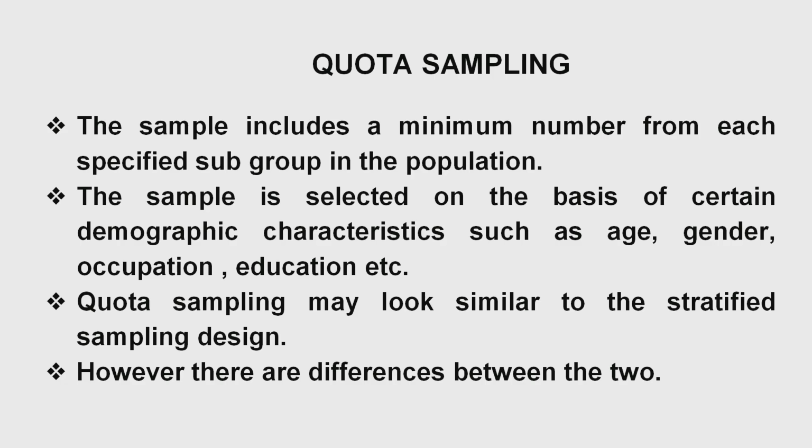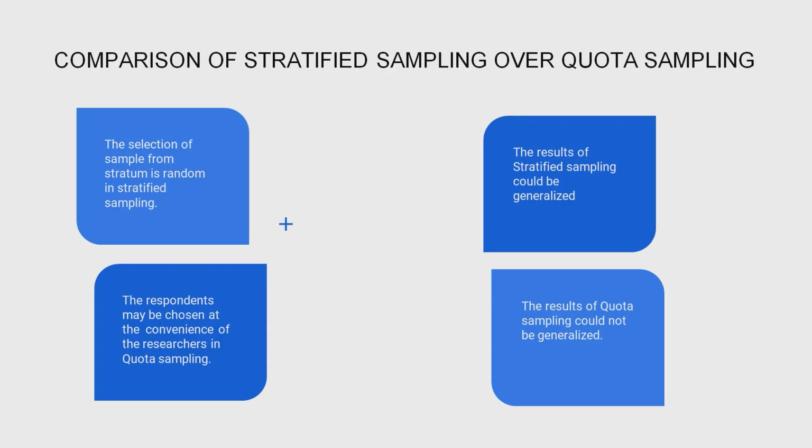The sample includes a minimum number of each specified subgroup in the population, but the sample is selected on the basis of certain demographic characteristics such as age, gender, occupation, education, etc. So we will have some criteria as a basis, and on that basis we will select the sample. It may look similar to stratified sampling, but there are differences between the two. Let's see what they are.